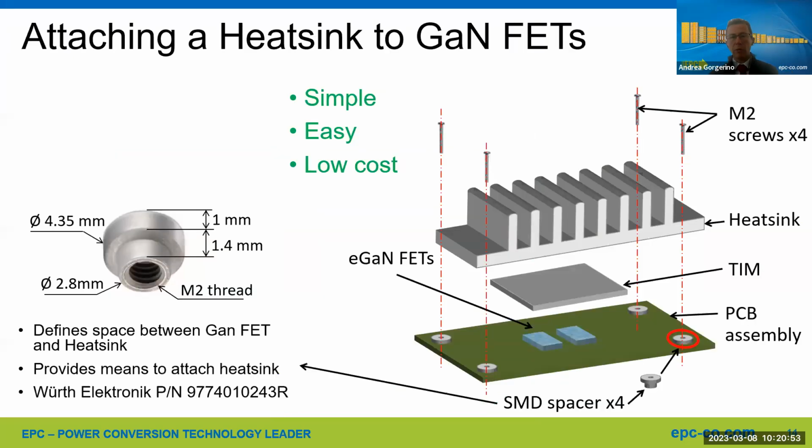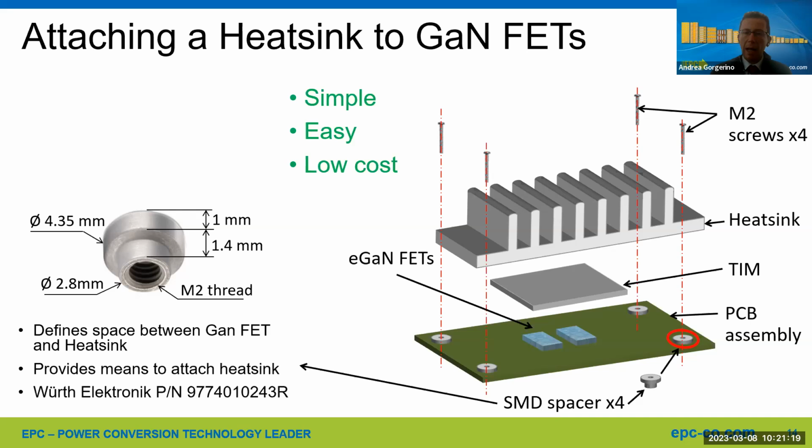And then the next thing you can do, of course, is utilize the topside cooling. So we have a very easy way to do that. We have this in most of our reference designs, basically to add a heatsink. The way to do that is quite simple. We have these little spacers here. These are SMD spacers, so they get mounted as any other component on the PCB during the PCB assembly. And once you receive those, it's very easy to mount a heatsink.